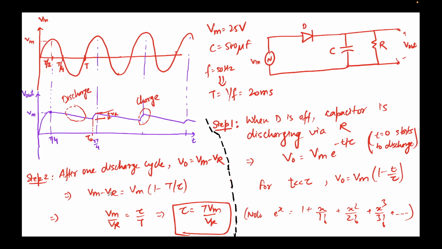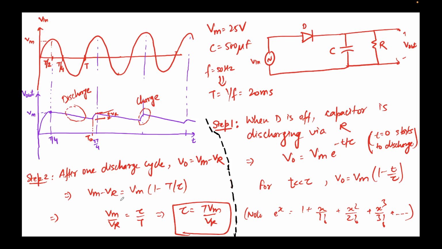So we can say that Vm minus Vr, that is the voltage over here, should be equal to, according to this formula, if I put small t equal to capital T, and I'm just ignoring this very small time for the sake of simplicity, we can assume that small t equal to capital T. That is, this is discharging for one complete cycle.